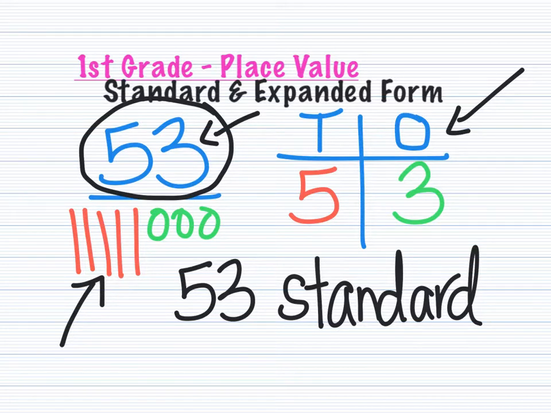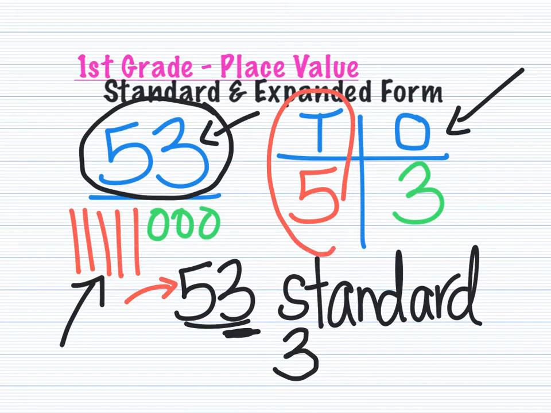Now, expanded form is a little different, but we still use all of the information we know in the standard form. So what I do for expanded form is I'll start with my ones place, and I know that in my ones place I have a 3. So I'm going to write the number 3. Pretty simple. Now, I know that in my tens place, I have the number 5. But it's not a 5, actually. It's not the digit 5. It's actually worth how much if it's in the tens place?